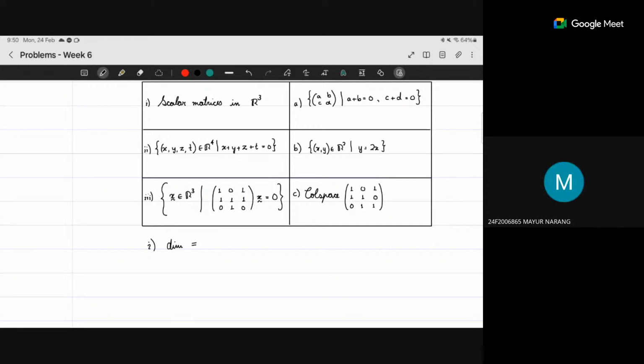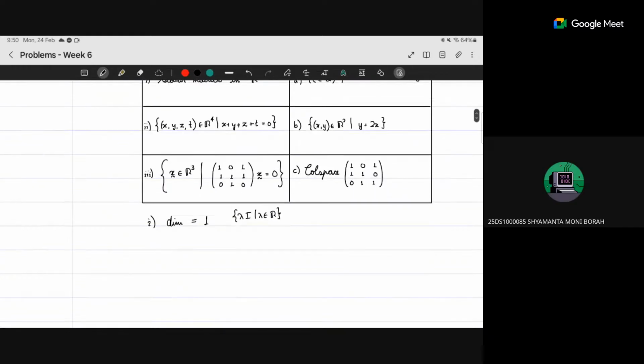One, sir. So the answer is 1. If you want to see why, it will be something of the form lambda, 0, 0. Right? So this is just lambda times identity. Irrespective of whether it is in R3 or wherever, it is just lambda I, lambda in R. And this is the span of the identity, if you want to look at it that way. So it's a span of a single element, so this is a dimension 1 space. Right? So what is the second space?